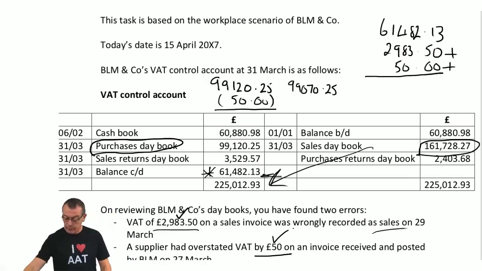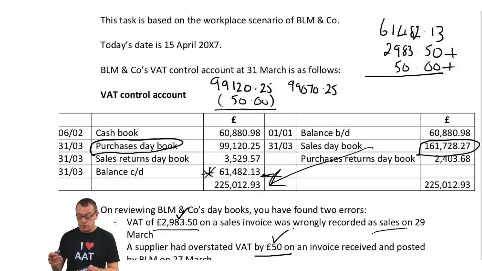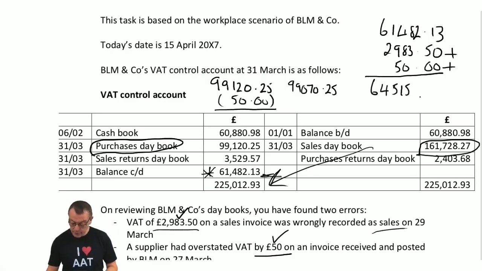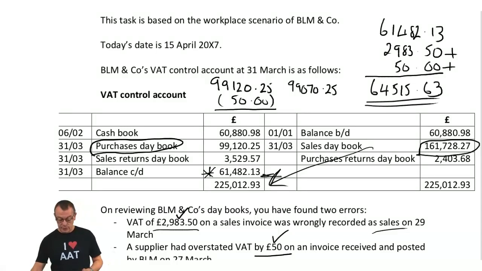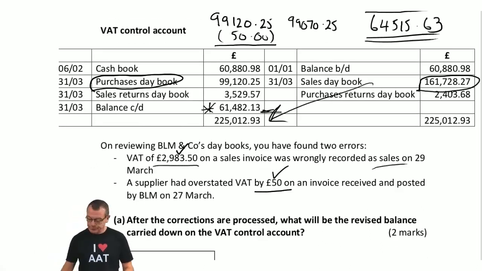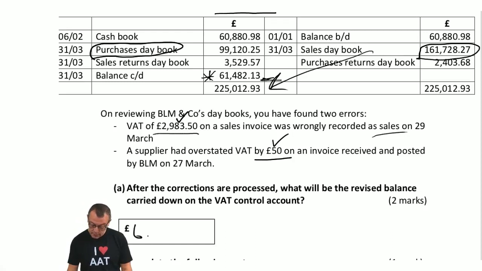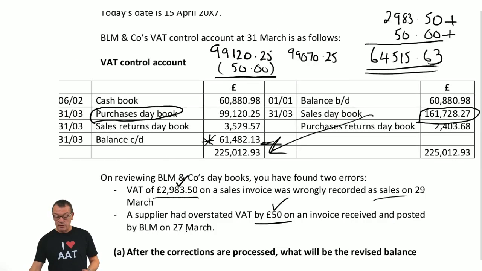So adding these figures up, if you like to do this as we go along, that's fine. So we've got 61,482.13 plus 2983.5 plus 50, and that should equal 64,515.63. And that therefore is the closing balance. Now let's scan down a little bit. 64,515.63. And that would be the first mark or 2 marks gained by doing those adjustments.